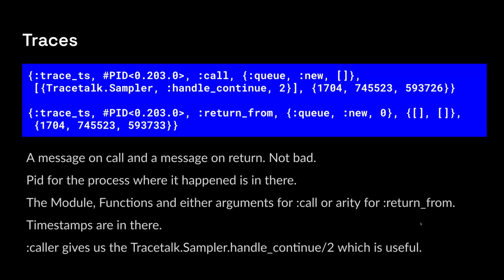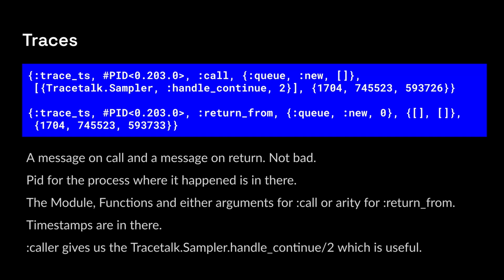So if you do this, you start to get these messages, assuming there's something calling the function you're tracing. So if you're tracing the Erlang module Q for the function new at arity 0 with the options I provided previously, you would get messages like this in your IEx prompt or wherever you're doing the trace. So you get a message on the call and a message on the return, which is not bad. That's a lot of good information.